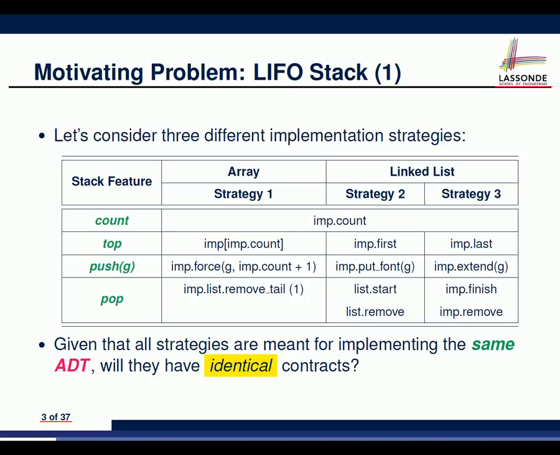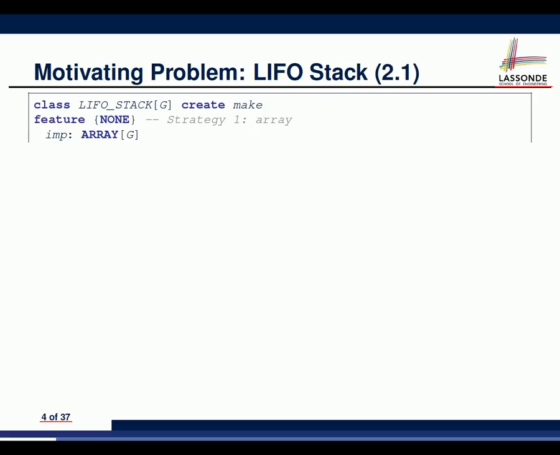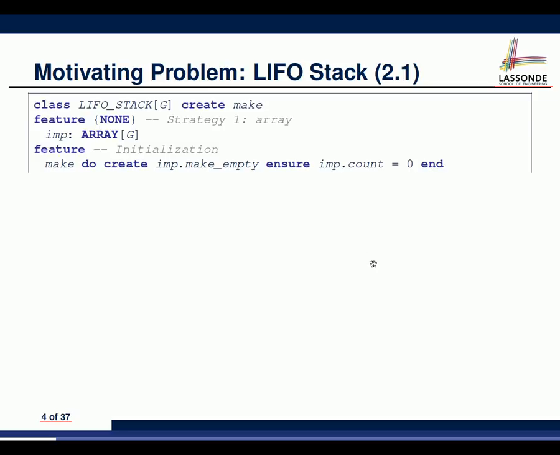So no math model just yet. Not yet. We're trying to motivate you. Okay, strategy number 1. We have an array to implement a stack, and the end of the array is the top. The implementation will simply declare that to be hidden from the user, export it to none. The make feature simply makes an empty stack. And for the push, we simply force the new element into the end.